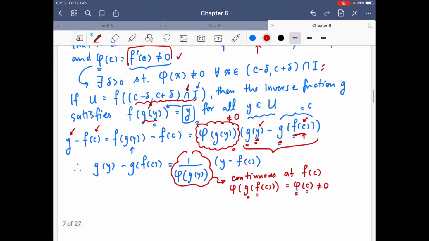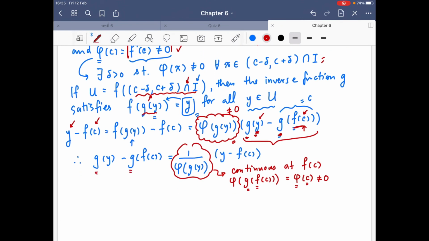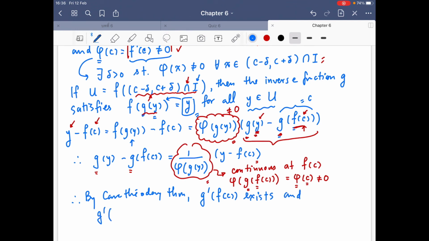So what does this mean? We got a difference of a function value equal to one continuous function multiplied by the difference of the input of these two function values. So again, by the Carathéodory theorem, we have that your g prime at this particular point exists, and actually your g prime at this point is this function at the same point value. So it's 1 over phi of g of f at c.